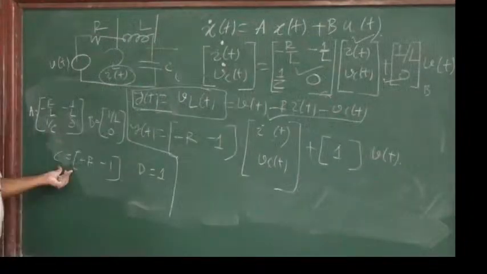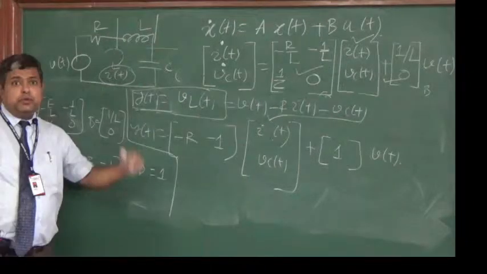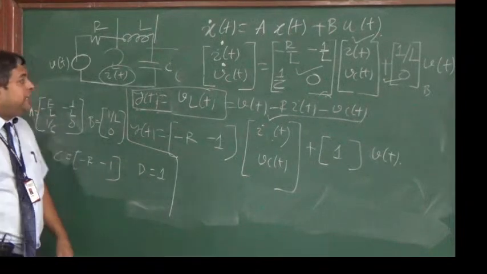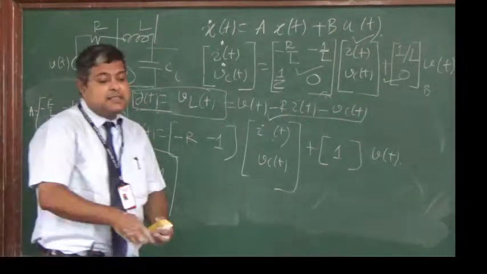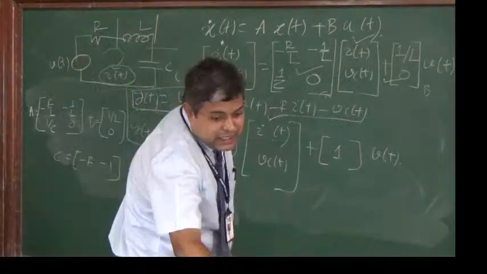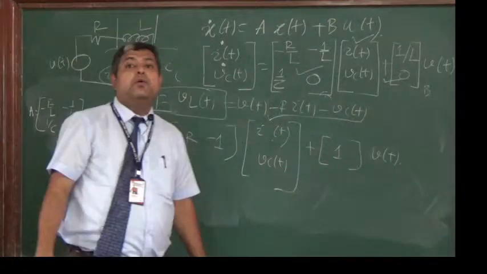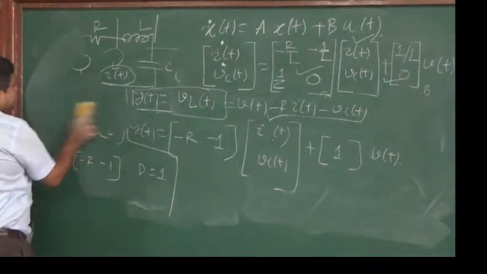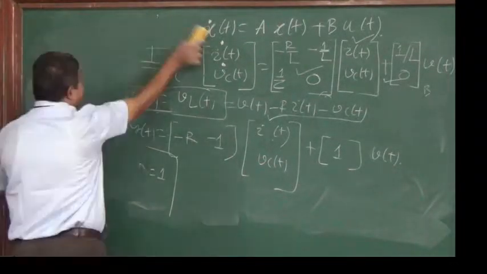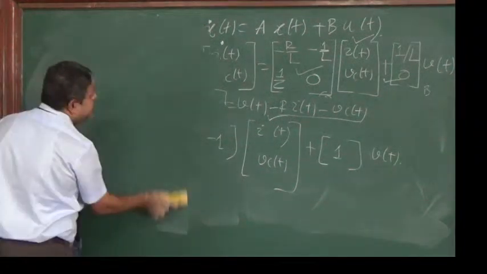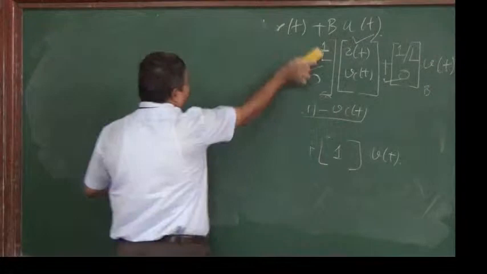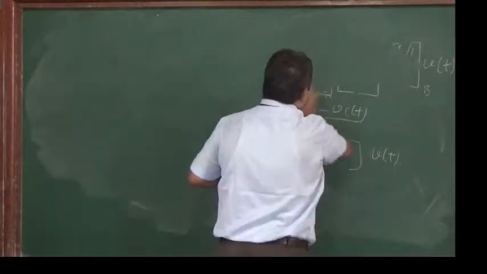Now the C matrix, for this kind of output y(t) equal to VL(t), we are finding the C matrix as minus R and minus 1, and the D matrix is equal to 1. So the dimension of the D matrix is 1 cross 1, because there is only one input and only one output. So this was a very basic numerical. After this numerical, so many systems we have seen today, try to develop your own state variable model for all the systems that were shown in the last 2 days.